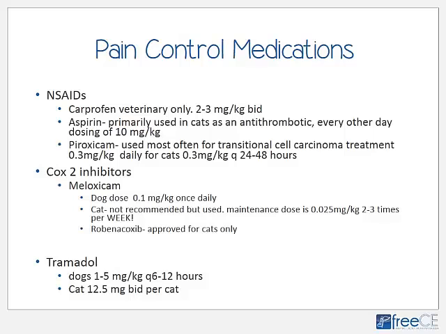Because of a relatively robust pain medication offering, the most common medication that you may see prescribed through the retail pharmacy is tramadol. The dosing for tramadol is 1 to 5 mg per kilogram every 6 to 8 hours in the dog and 12.5 mg per cat twice daily. Side effects of tramadol include sedation and CNS signs.